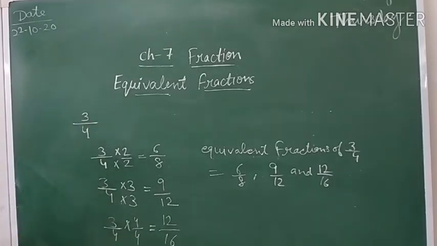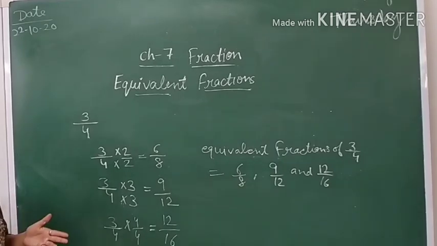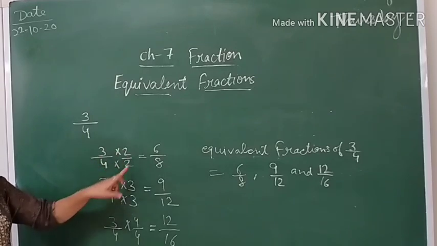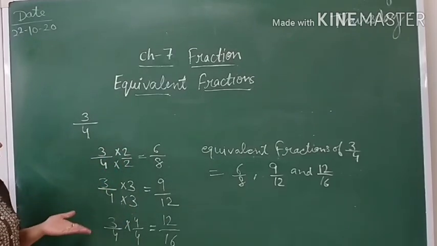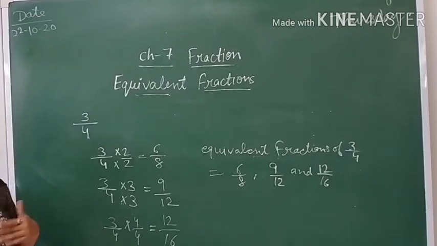Otherwise you can multiply with any number, but if your question is asking for the first 3, then you have to start with 2 2, then 3 3 and 4 4. Okay? Because when we multiply by 1 1, we will get the same fraction, and we have to find the equivalent.